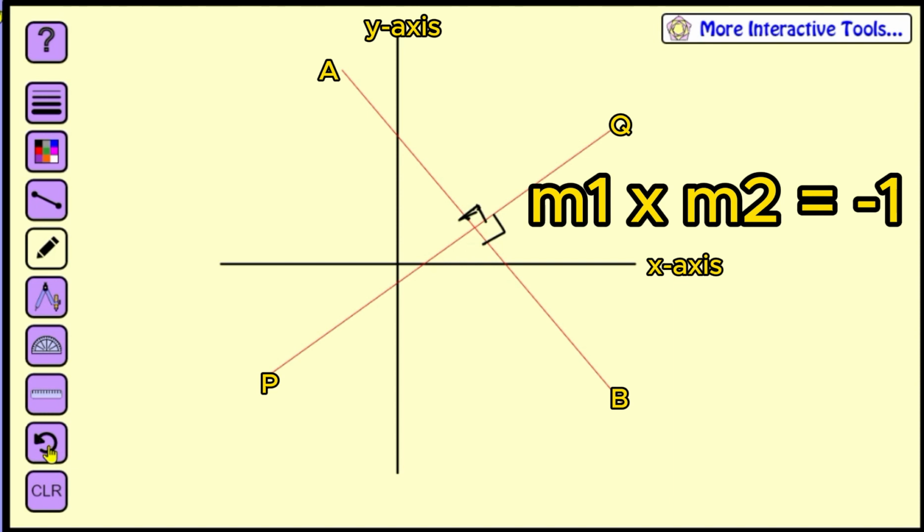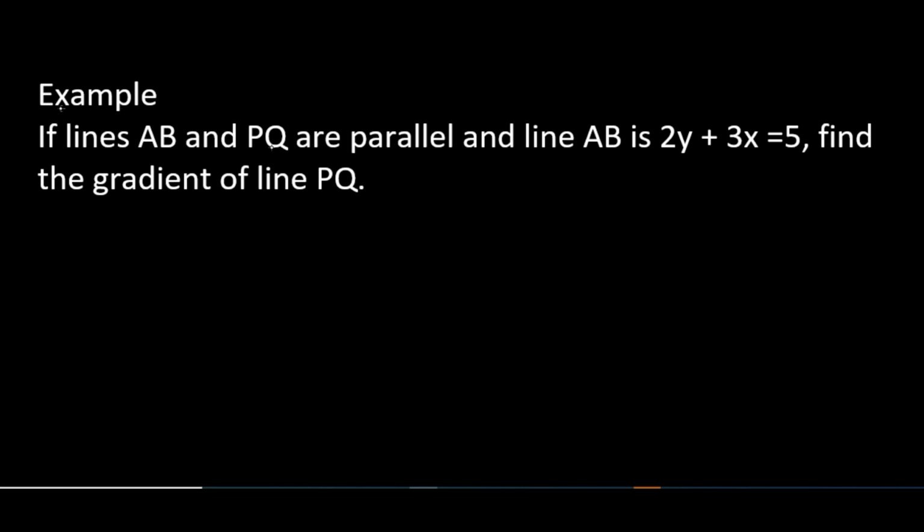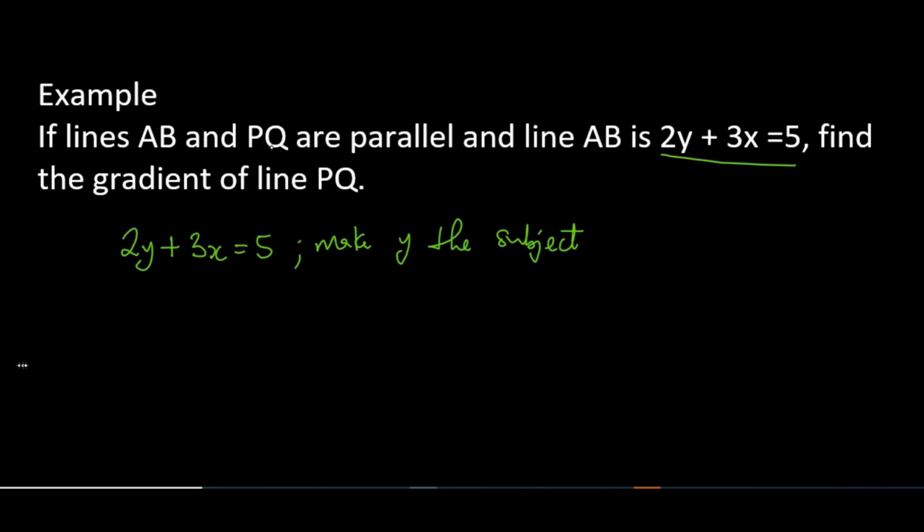Let us look at an example. If lines AB and PQ are parallel and line AB is 2y plus 3x equals 5, find the gradient of line PQ. In this situation, we are given a line AB. To do this, we have to get the slope of line AB, and to get that, we have to make y the subject of the formula.